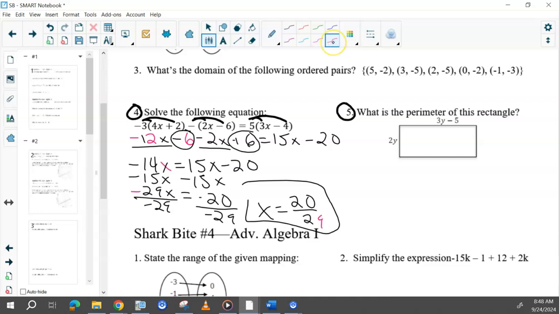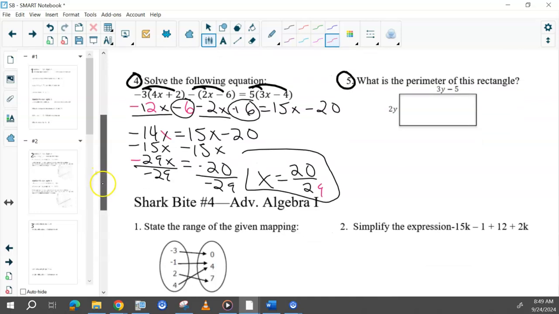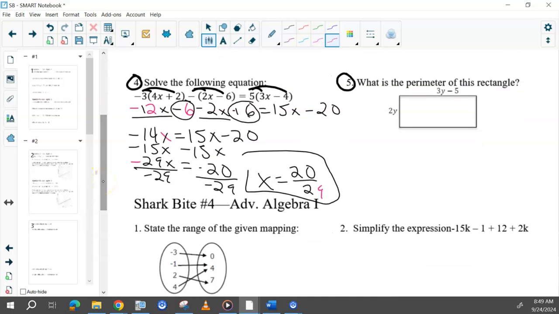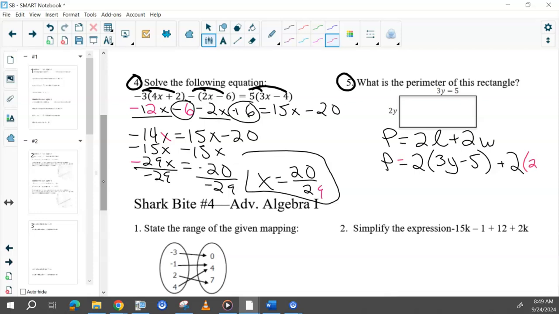And then in number 5, we had to find the perimeter. So you could either add up all the sides or use your P equals 2W plus 2L. Either or would have worked. So let's say this is P equals 2L plus 2W, instead of doing this plus this plus this plus this, because you remember there are 4 sides. This would be P equals 2 times, let's say this is my length, 3y minus 5, plus 2 times whatever W is, which would be 2y.